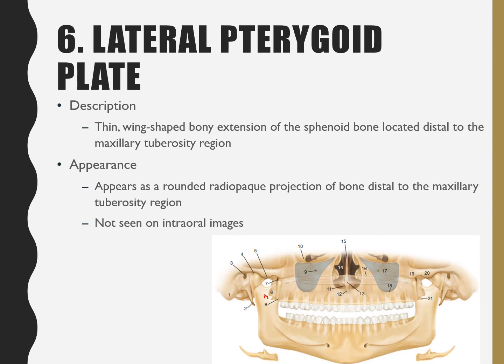I see this one missed a lot when it comes to identifying structures on a panoramic. So don't forget that right behind the maxillary and the palatal bones, there's this sphenoid bone, and it's going to show up on some of our x-rays, okay? So the lateral pterygoid plate appears as a rounded radiopaque projection of bone distal to the maxillary tuberosity region. Typically, we don't see the lateral pterygoid plate on an intraoral radiograph.